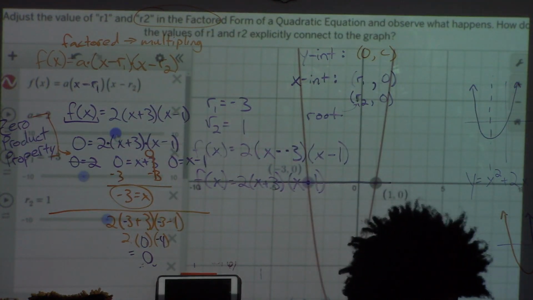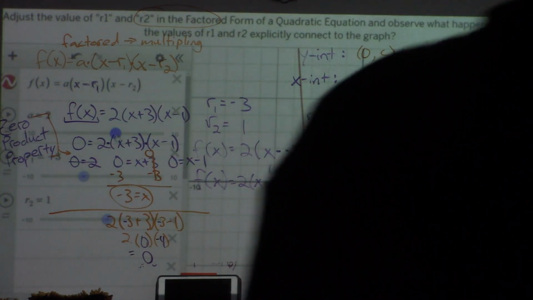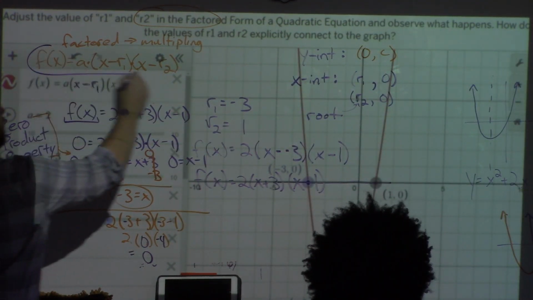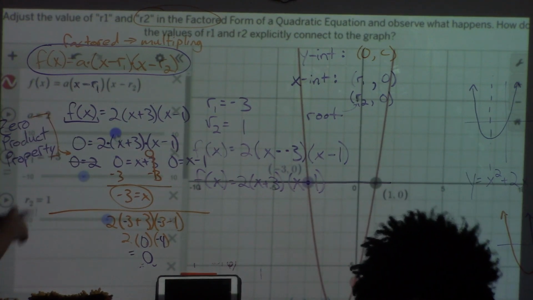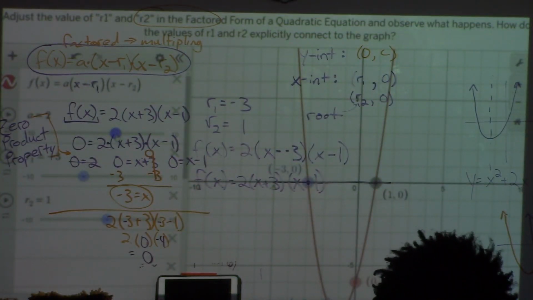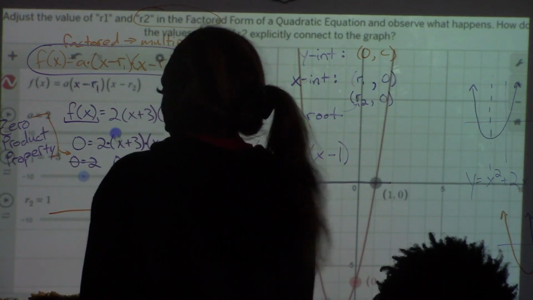Okay, so I need you to update your notes on which form? Factored form. Update your notes on factored form, understanding that concavity, understanding those roots, and how to find them. Maybe show an example. Don't just write this down. Make sure you're understanding where it comes from. Ask questions if you need to, and I'll be walking around to help you. Once you are done with your notes, move on to the next slide and do some practice with it.